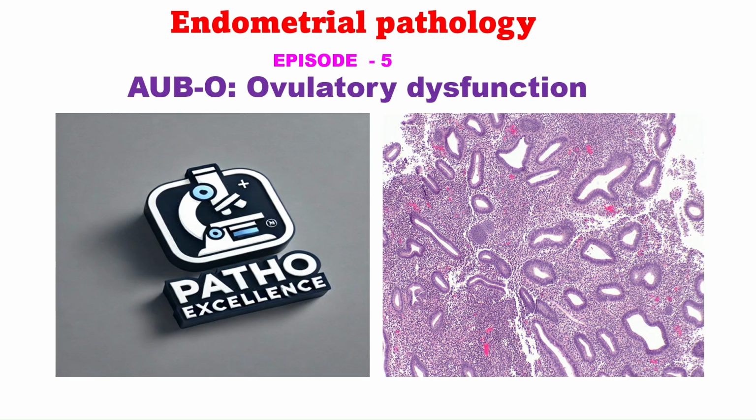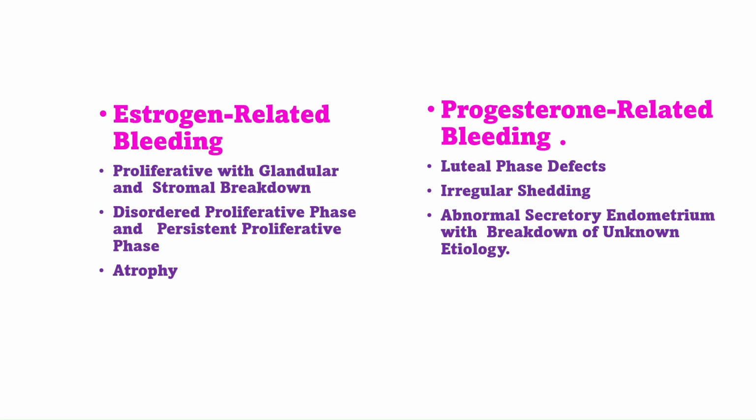In this endometrial pathology series, today's topic is AUB-O, or ovulatory dysfunction. Endometrial pathology in ovulatory dysfunction reflects the absence of normal cyclic ovulation, and without the balancing effect of progesterone, estrogen drives unopposed proliferation, leading to irregular, disordered endometrial patterns. Recognizing these changes is vital in cases of abnormal uterine bleeding and infertility.